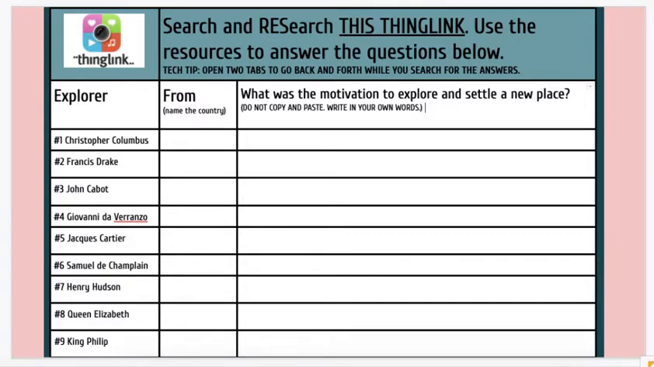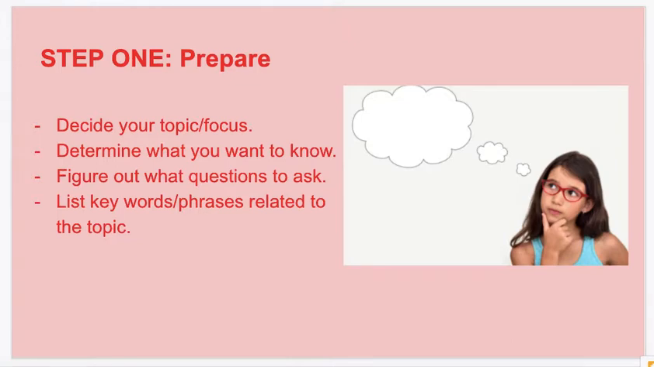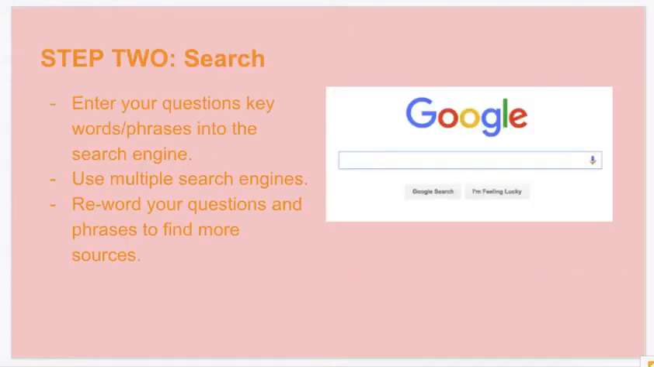Before we jump into that, we're going to review those 5 steps for online research, and then you will find out what your job is for today. Remember, we have these 5 steps: prepare, search, evaluate the source, record your findings, and cite. Step 1, decide what your topic is. Figure out what it is that you want to know or what information you're looking for. Step 2, conduct your search. Enter the question or your key words into multiple search engines. See if you can find that information that you're looking for, and if you can't, reword what you're searching.